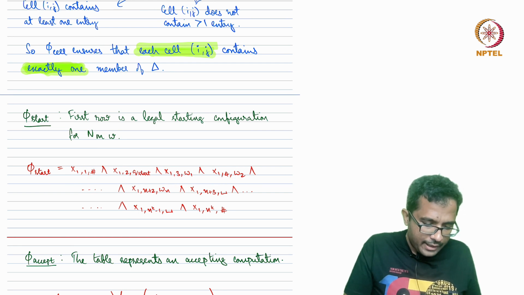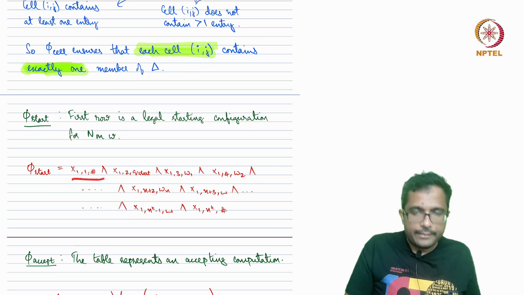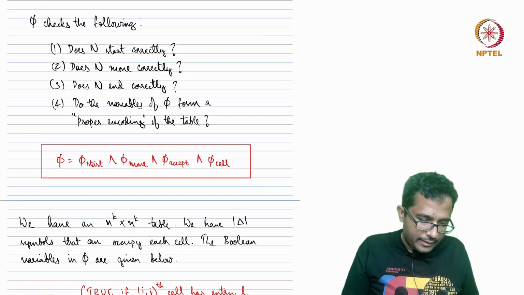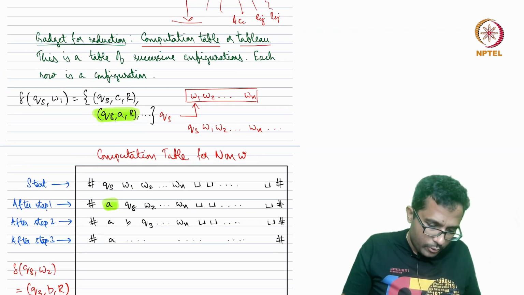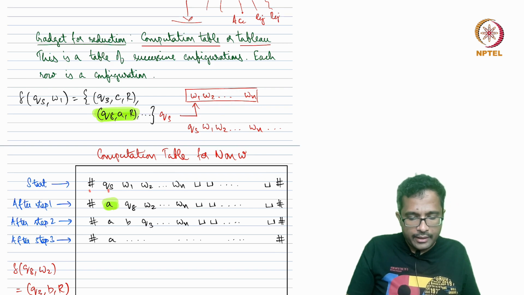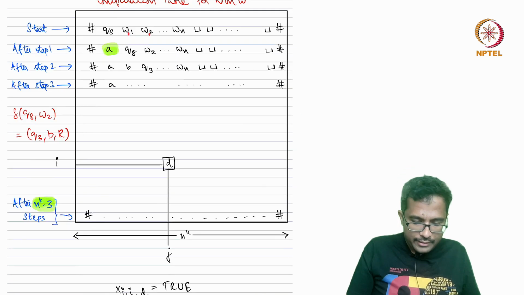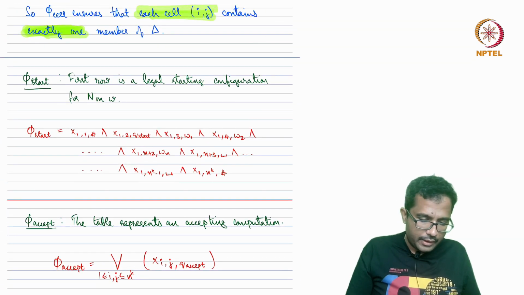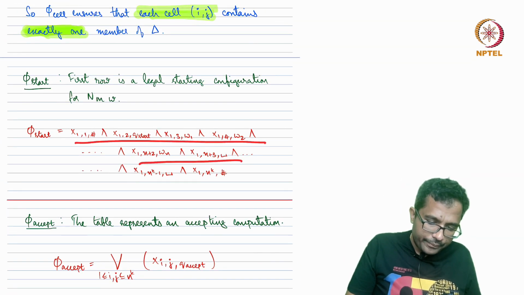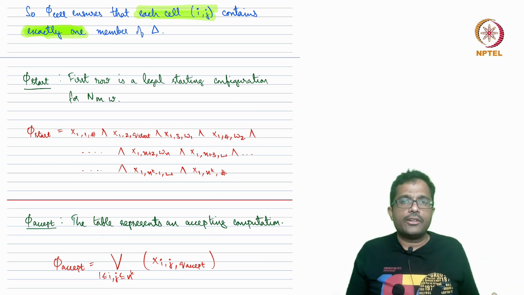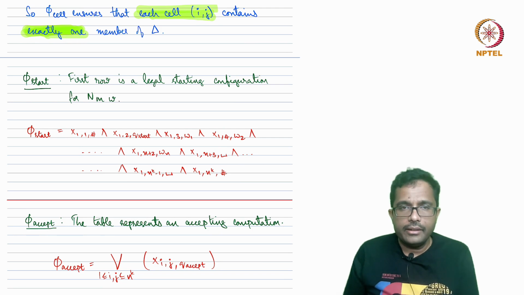So phi start is true only when the first row is exactly what is written here. The first symbol has to be hash, second has to be Q start, third has to be W1, and so on. This is what phi start is encoding, right? It's just directly encoding the first row of the legal starting configuration of N on W.